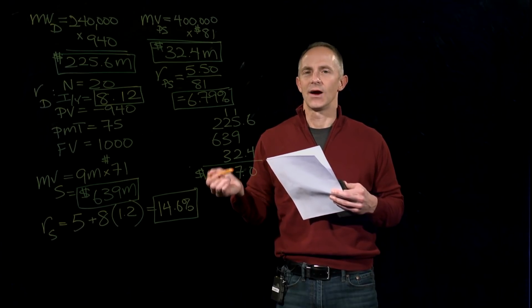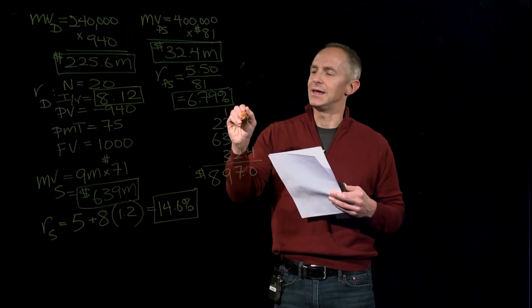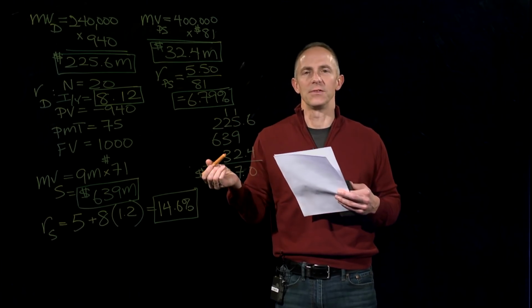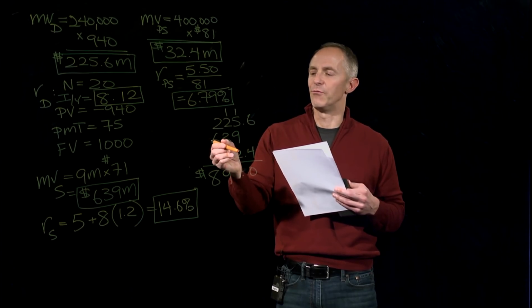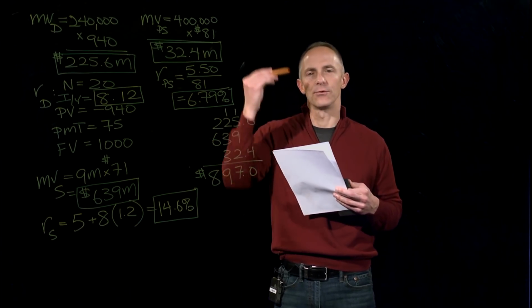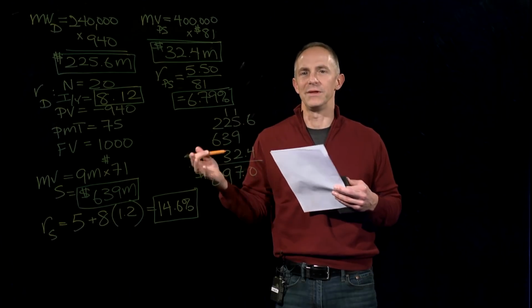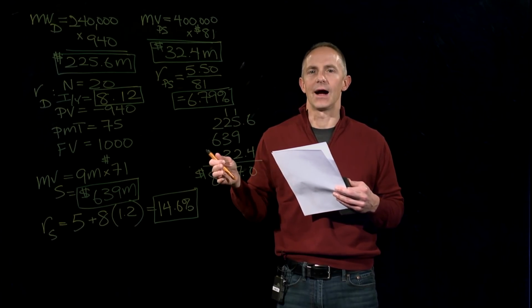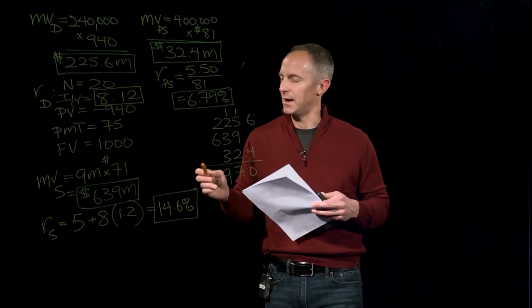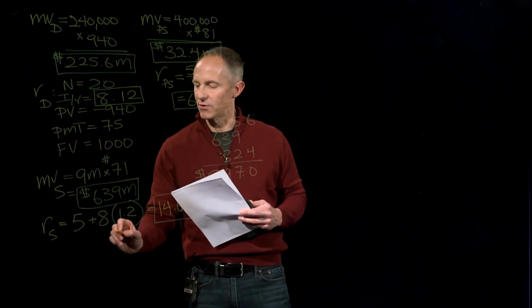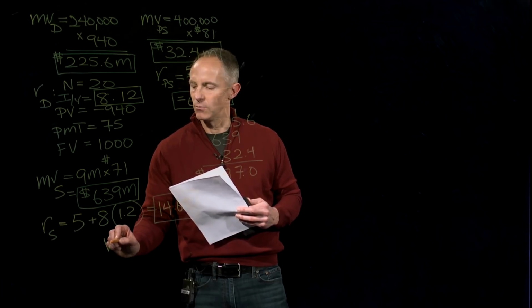Now what we're going to do is divide that into each one of these individual totals to find the weights. So, for example, the preferred stock is 32.4 million of that 897, so 32.4 divided by 897 will be the weight of the preferred stock in that company's capital structure. At this point, we can put these into our weighted average cost of capital equation. So let me write this here.